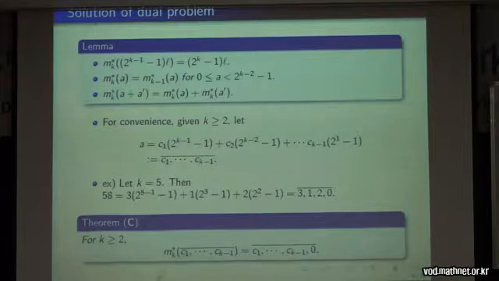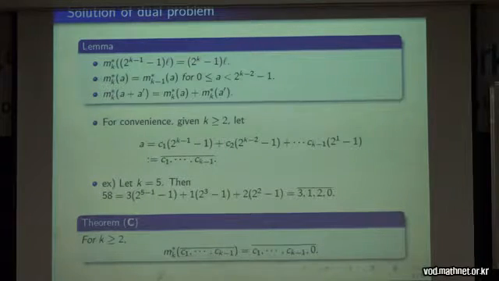For the k is 5 case, 58 is 3 times 15 plus 7 plus 2 times 3. So it can be expressed in a unique form. So I rewrite 58 as 3120 bar.